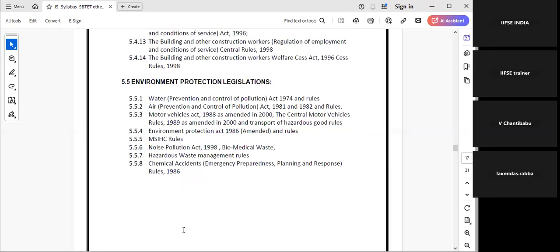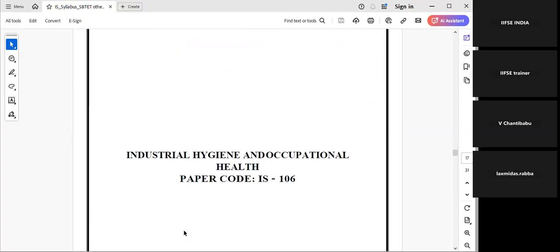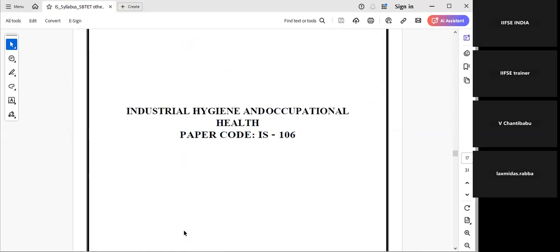Then with respect to environment, we cover water, air, and motor vehicle on a high level. Then MSIC rules and Environmental Protection Act, noise and hazardous waste management rules, and chemical accidents rules. This we cover. Okay, that is about IS 105. Then comes IS 106.